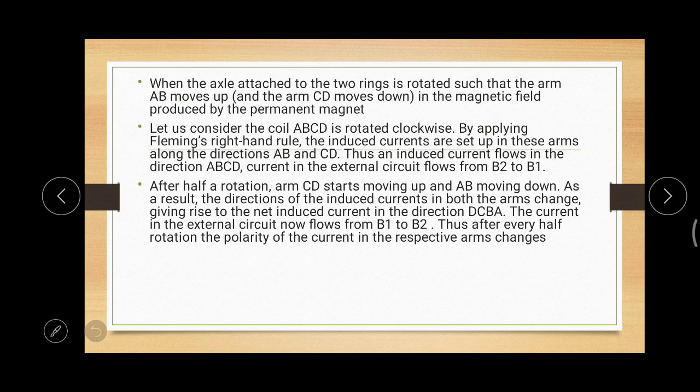Now, consider we are rotating the axle in such a way that AB moves upward. As AB moves upward, CD will move down. If you are observing from the side of this axle, the rotation will be clockwise. AB moves upward, CD moves down, and you can see that it is a clockwise rotation.